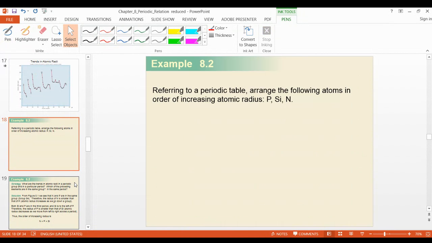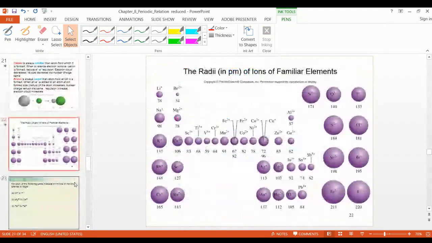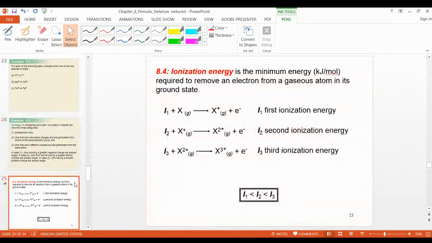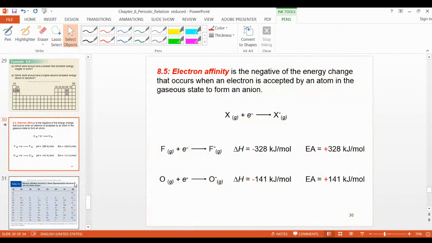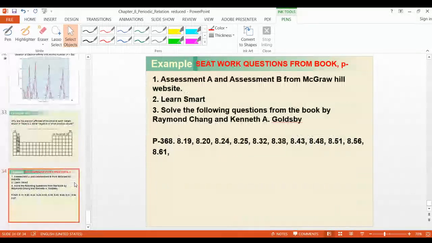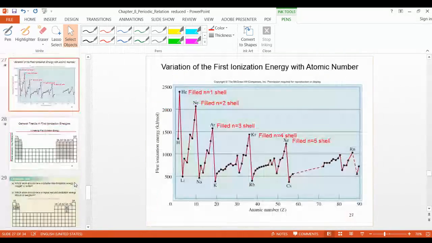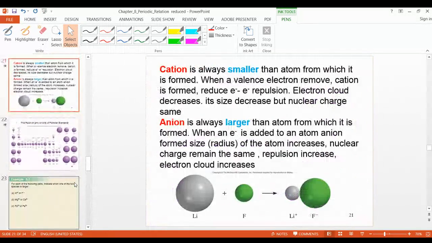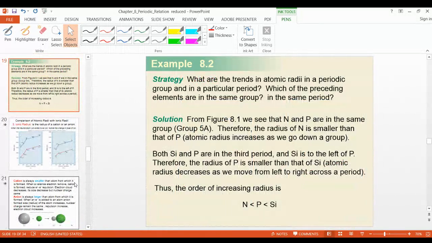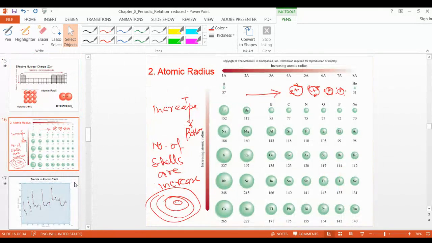All right, now how many slides are left? 2, 3, 4, 5, 6. Ionization energy, electron affinity. So next time I will take only this. I will finish today. This one is small, no problem. This is atomic radius, right?